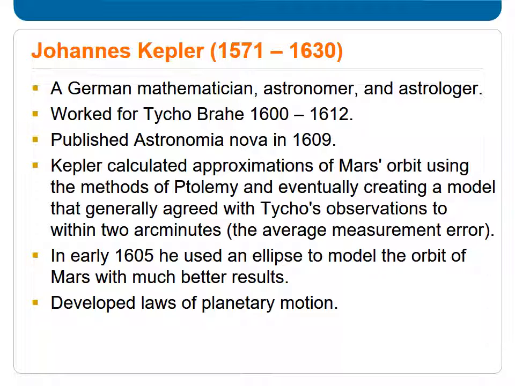Kepler calculated approximations of Mars's orbit using the methods of Ptolemy, eventually creating a model that generally agreed with Tycho's observations to within 2 arc minutes, which was well within the measurement error. In early 1605, he used an ellipse to model the orbit of Mars with much better results, and from this he developed his laws of planetary motion.